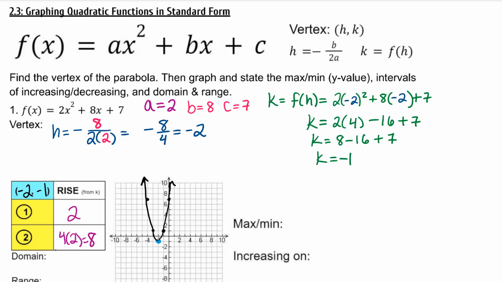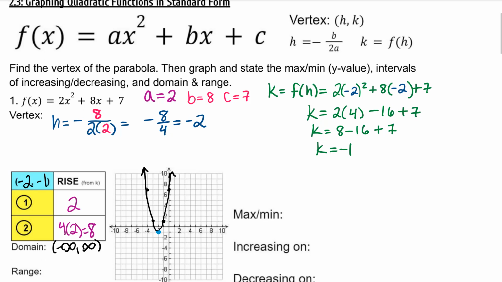The domain of a parabola is -∞ to infinity, and this parabola opens up, so we have a minimum value. That minimum value is at y equals k, so y equals -1, which makes our range -1 to infinity.